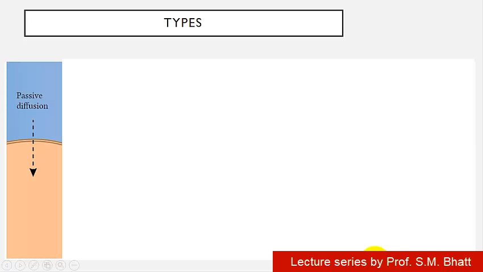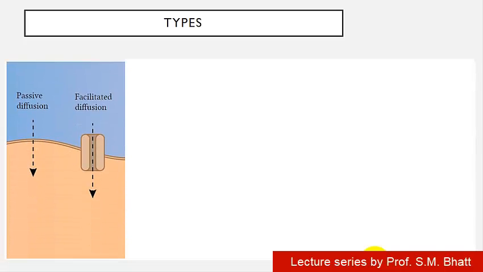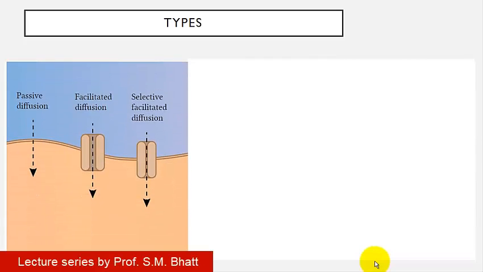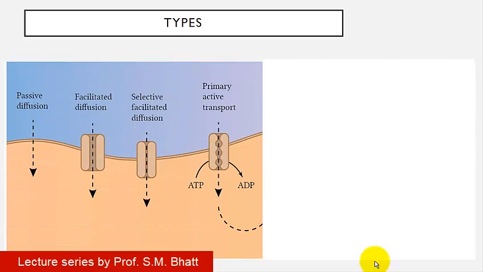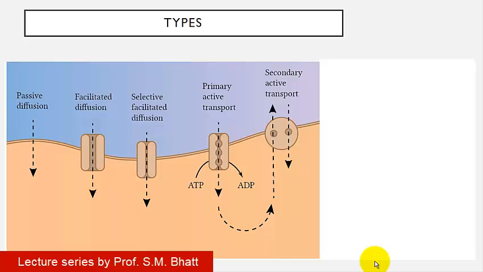Now you can see the membrane is there. How can a molecule go across the membrane? Passive diffusion is one, and facilitated diffusion is the second, with the help of certain channel proteins or carrier proteins. Then you can see the selective facilitated diffusion. The fourth one is primary active transport, where ATP is involved, right? And then secondary active transport, where you can see symport and antiport.